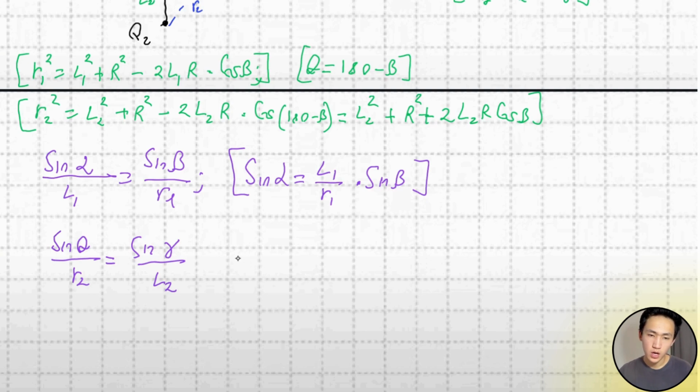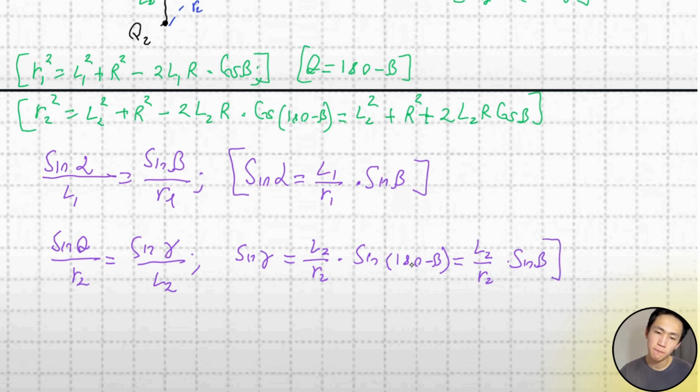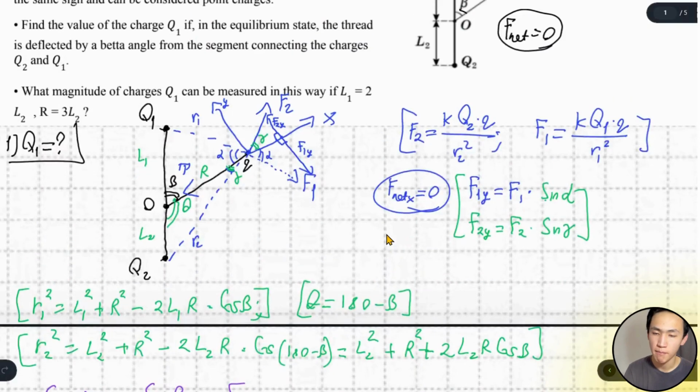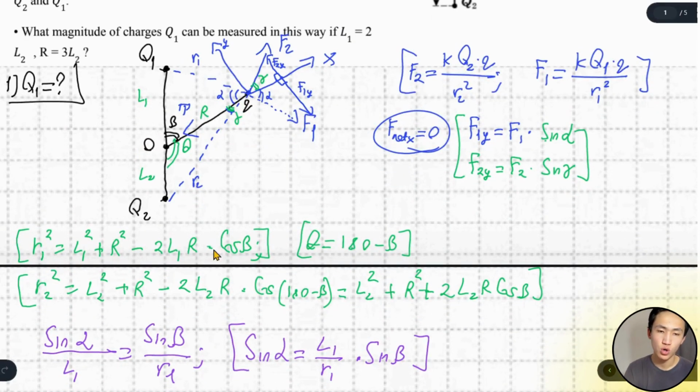Sine gamma means here L2 over R2 multiplied by sine theta. Sine theta is 180 minus beta. It gives us L2 over R2 sine beta. So we found here sine alpha and sine gamma, and also we have found the R1 and R2 distances.